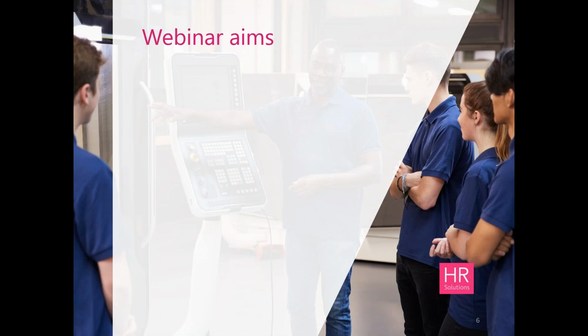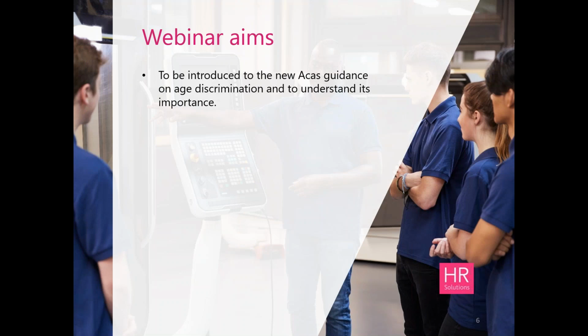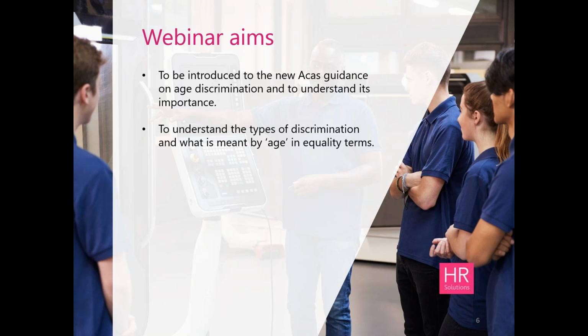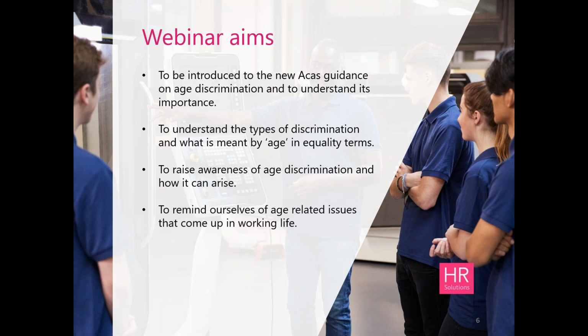It's always good to start out by thinking about what you're trying to achieve. So we've got a few aims, some of them for me, and maybe you'll agree that they're appropriate for you as well. I want to introduce you to the new Acas Guidance on age discrimination and help to understand why it's important for us to be aware of it. You are watching this, so I probably don't need to preach to you too much. We're also going to understand the types of discrimination and what is meant by age when we're talking about it in terms of equality. Hopefully we'll raise awareness a bit of how age discrimination can actually arise, and remind ourselves of some age-related issues that can come up in working life as we go.